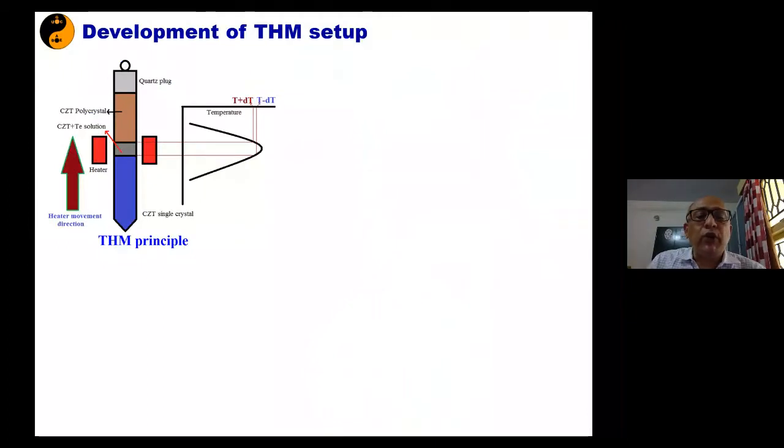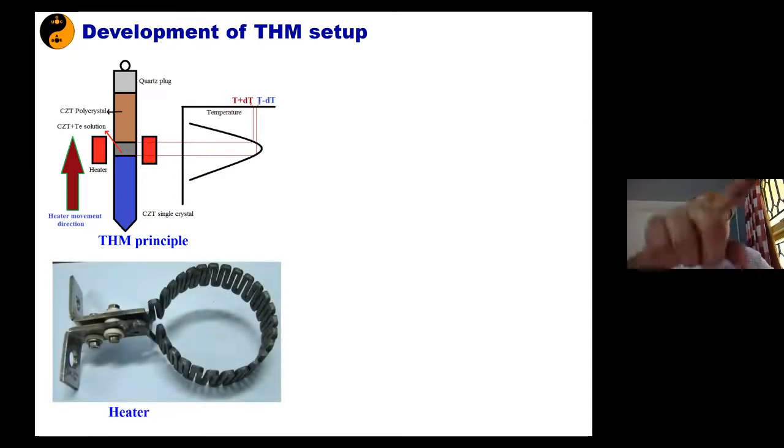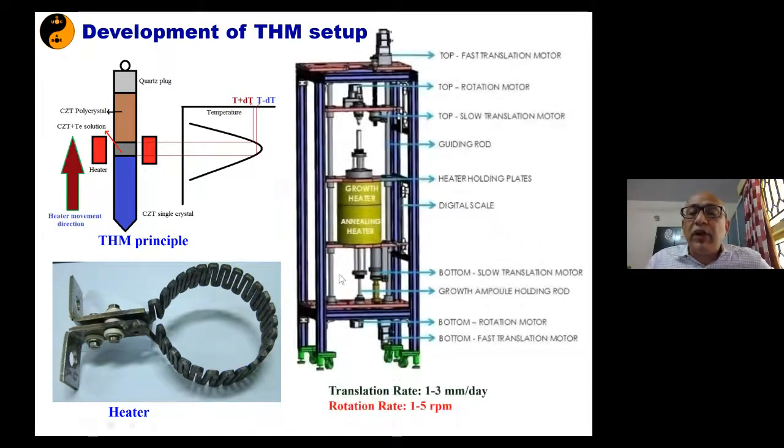Here I would like to show another equipment which we have developed for growing single crystals for radiation detection. This is called the traveling heater method. This has been done entirely in-house here in UGC. Based on the temperature gradient which is required, the entire traveling heater method principle is developed. This is the typical heater which goes inside the furnace, and this shows the entire furnace where you have the top translation, the bottom translation, the rotation, as well as the entire heater being translated vertically for growing the crystals with this kind of temperature gradient.